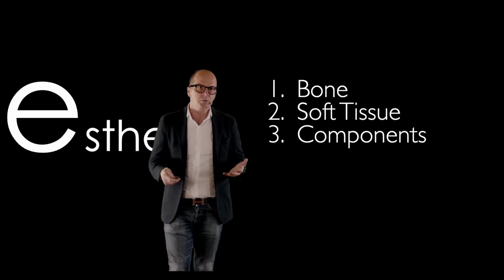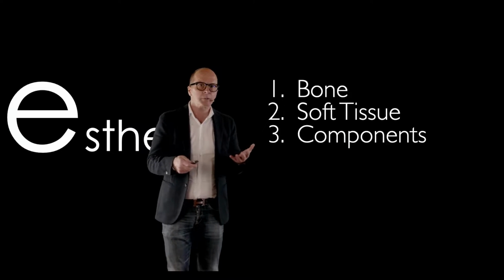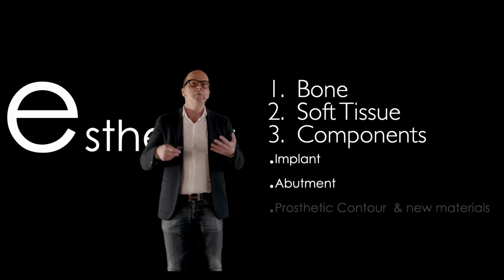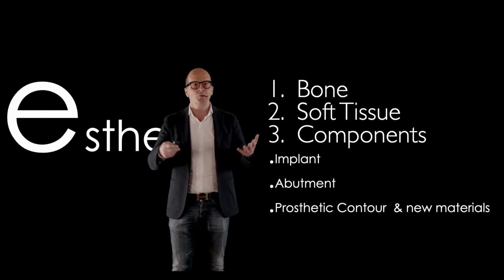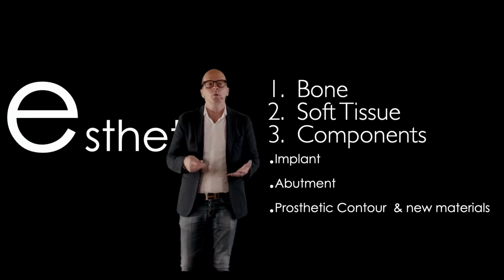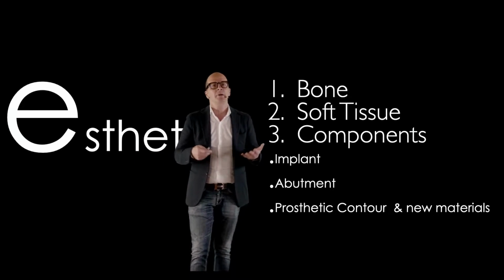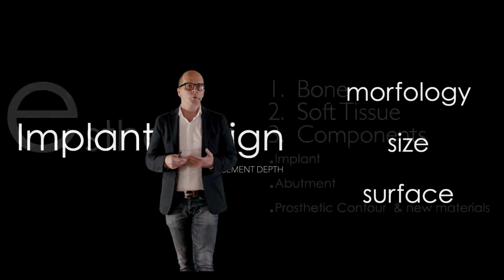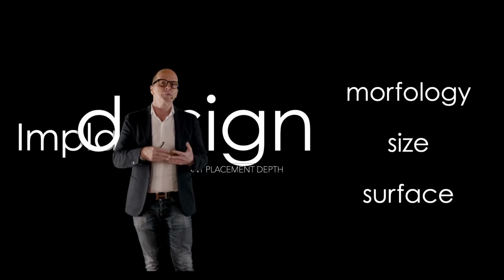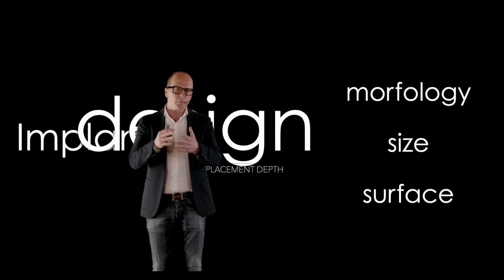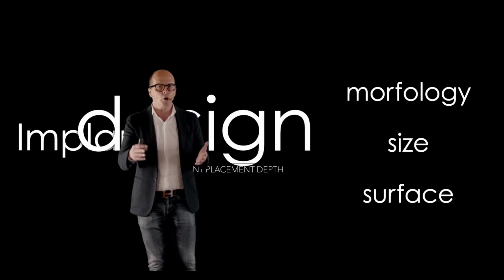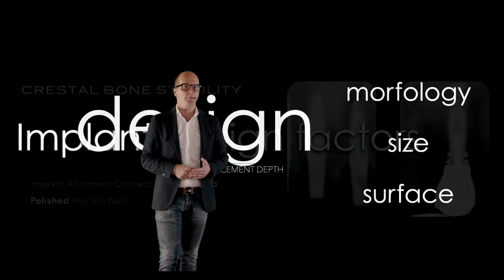And the third aspect, which is extremely important, is the aspect of components. Which components can we utilize in order to manipulate the soft tissue? So the implant, which kind of implant design, which kind of abutment, and which kind of prosthetic contour and material we can utilize in order to achieve a predictable final outcome. So the implant design is fundamental in order to understand the right implant placement, the depth of the implant placement as well, morphology, size and surface of the implant.